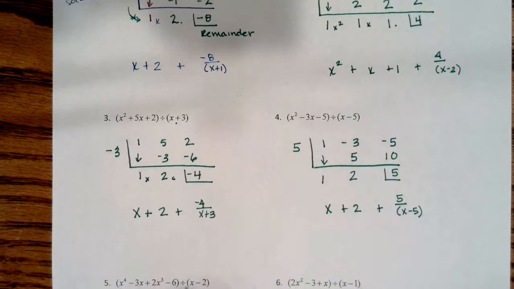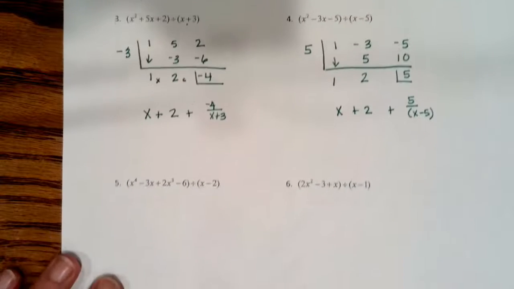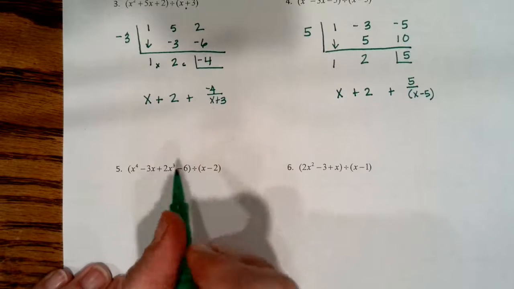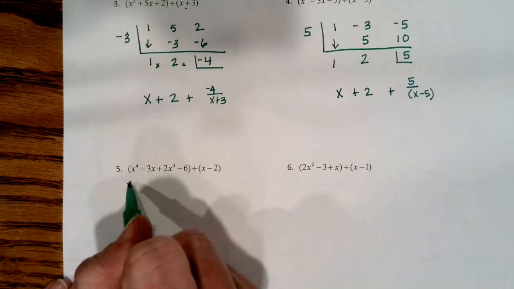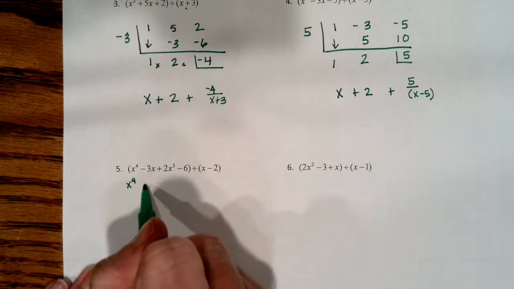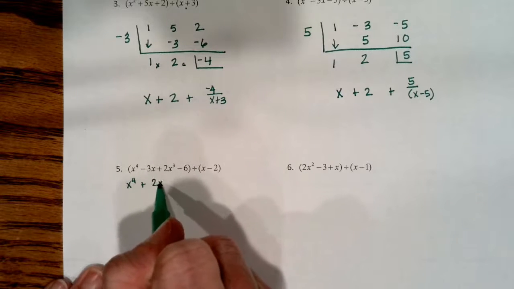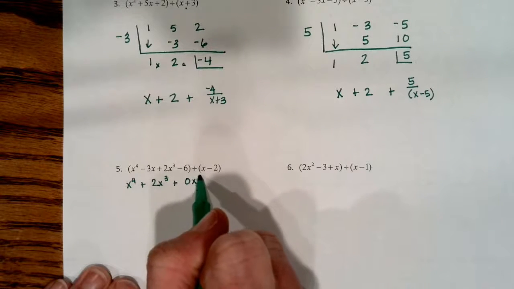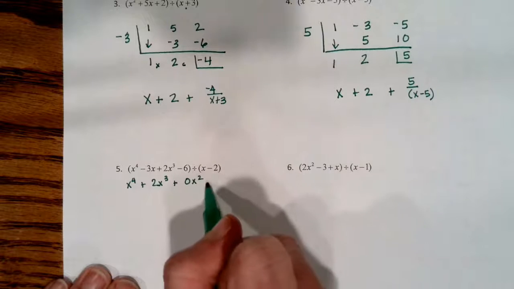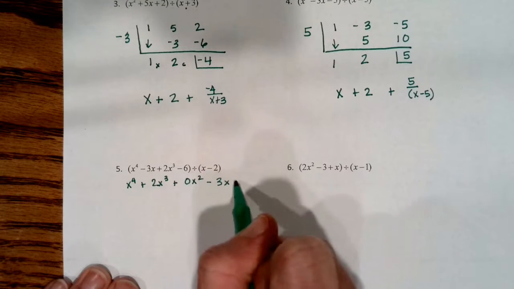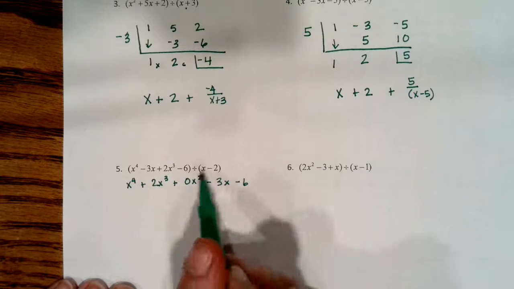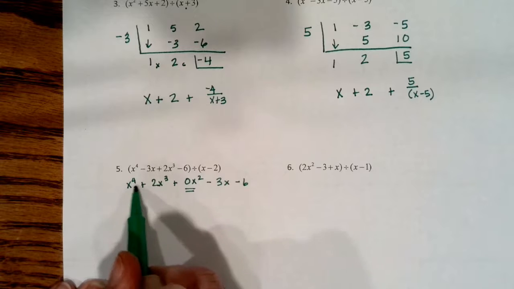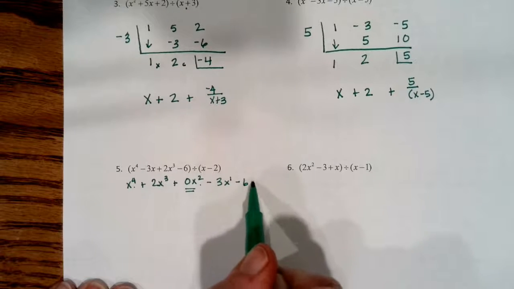Alright, now pay attention here. We have some issues here with this next polynomial. First of all, it's out of order, and I'm missing a squared term. So I have to rewrite this as x to the fourth plus 2x cubed plus 0x squared minus 3x minus 6. We need to make sure we have this placeholder, and we need to make sure that my powers go 4, 3, 2, 1, none.